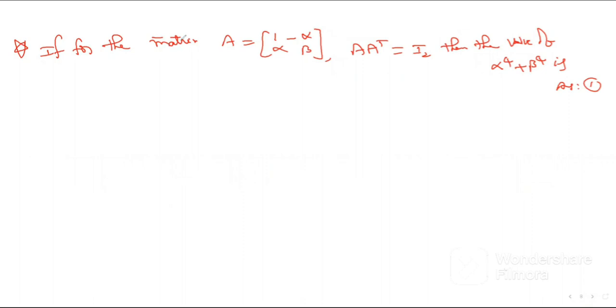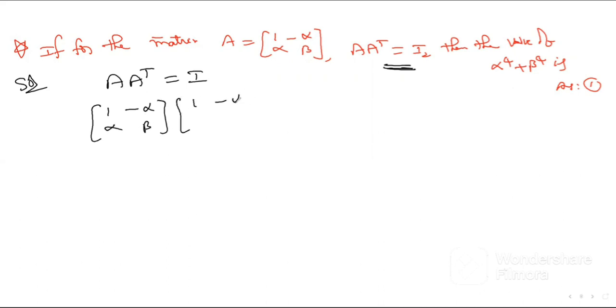Okay, now I am going to explain. Here matrix A is given. A into A transpose is equal to the unit matrix. Then find out alpha to the power 4 plus beta to the power 4. So what is the given condition? A into A transpose is equal to I, the unit matrix. What is A? The given matrix is A: 1 minus alpha, alpha, beta, multiplied by its transpose, is equal to the unit matrix 1, 0, 0, 1.